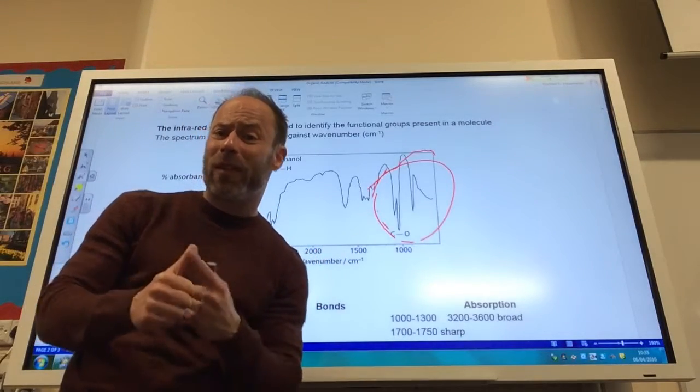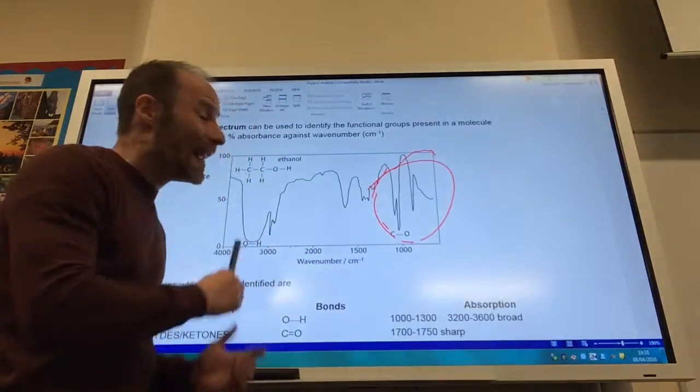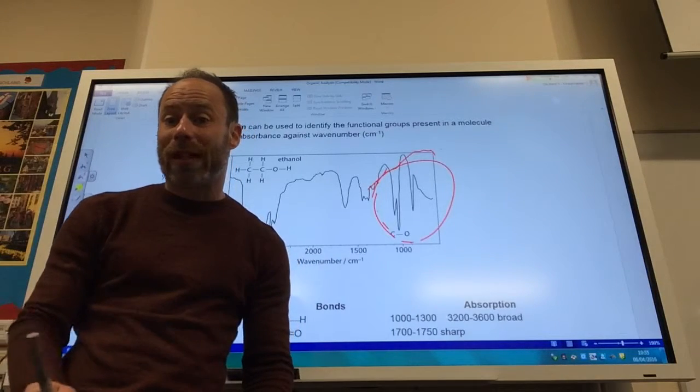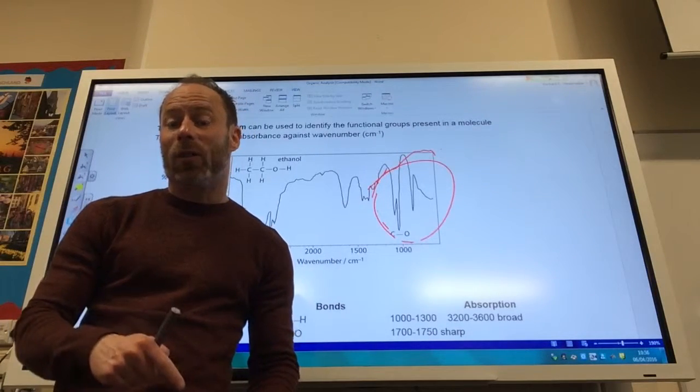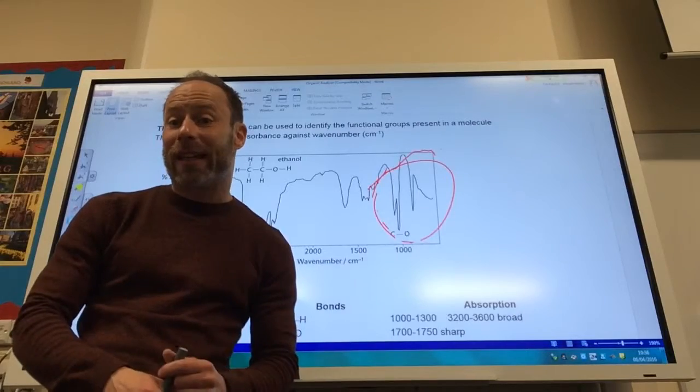So it's a bit like us. We've got a unique fingerprint that identifies us. The infrared spectrum is unique for every organic molecule, so that will be able to identify it against that.